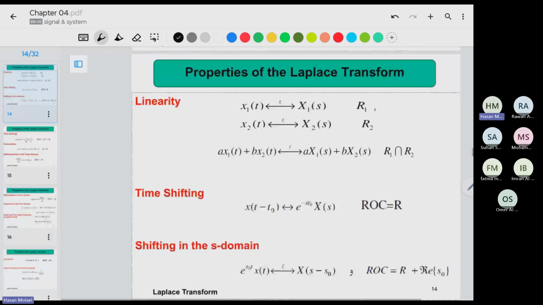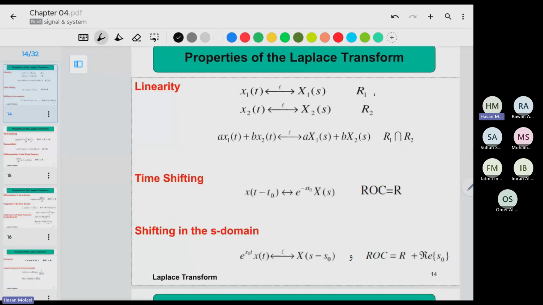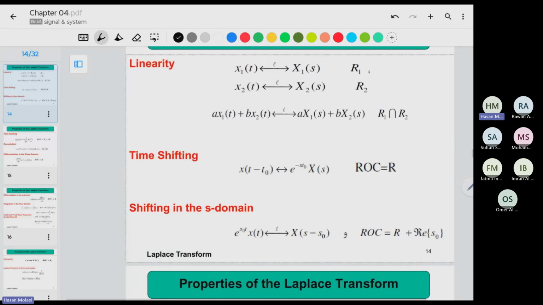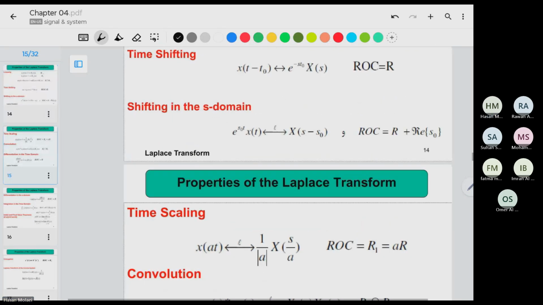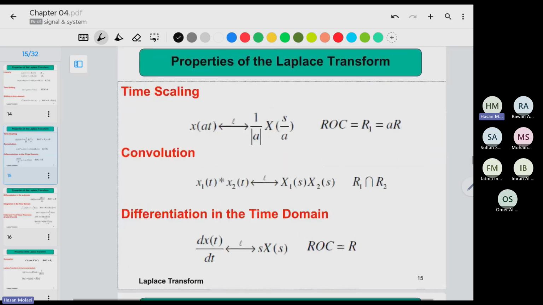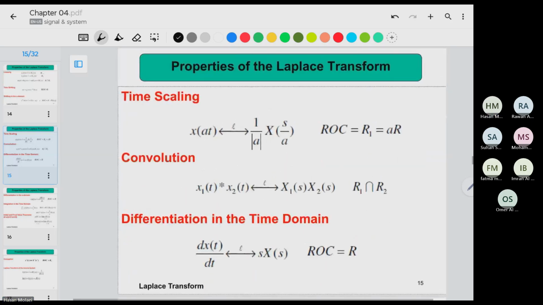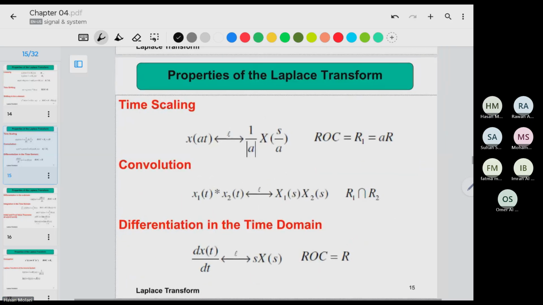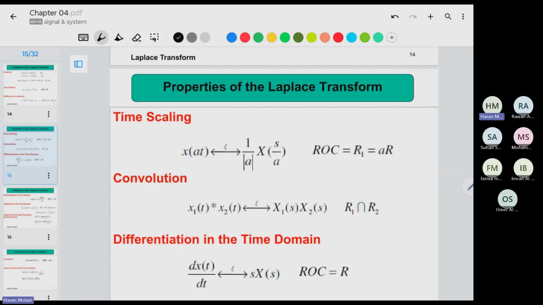We went through some properties of Laplace transform like linearity, time shifting, and shifting in S domain. We saw this and we reached this point. Any question up to now? It's clear.